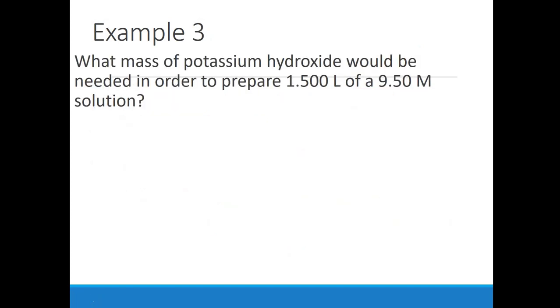So why don't you guys try example 3. What mass of potassium hydroxide would be needed in order to prepare 1.5 liters of a 9.50 molarity solution?